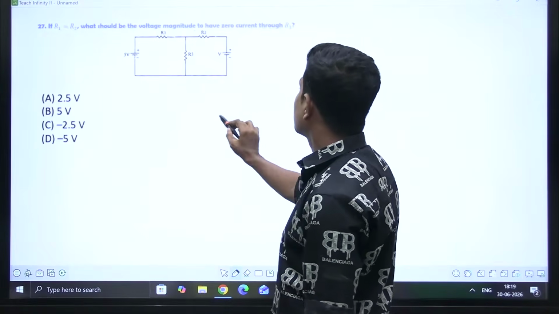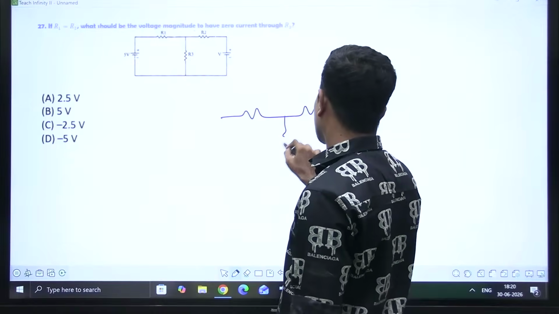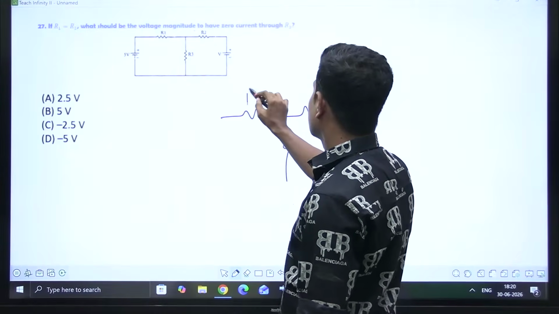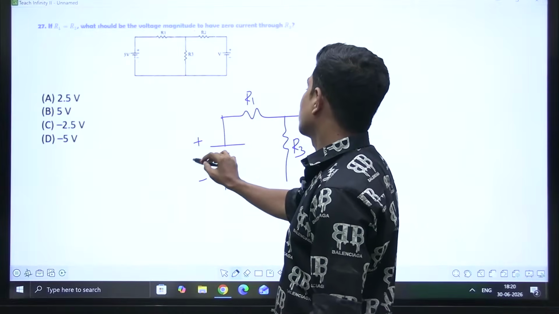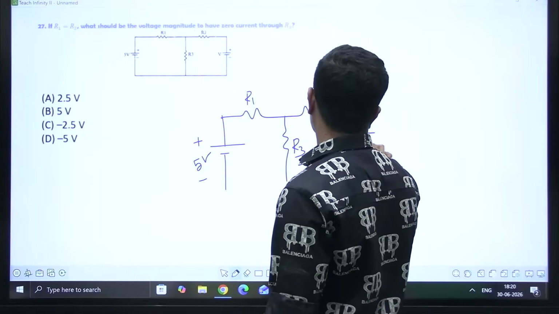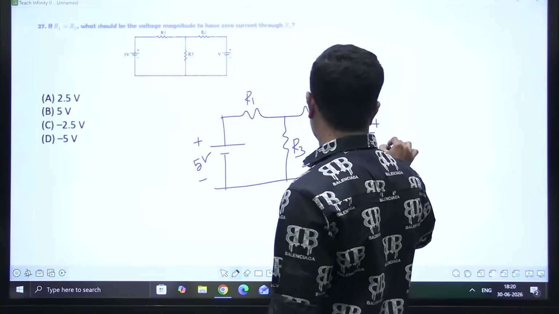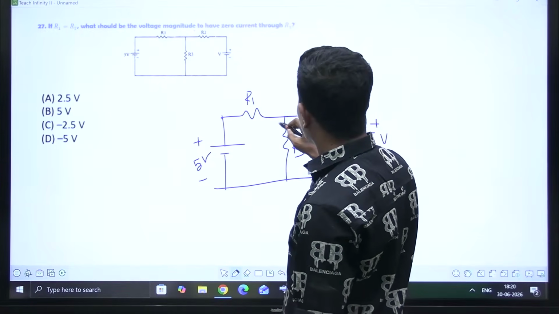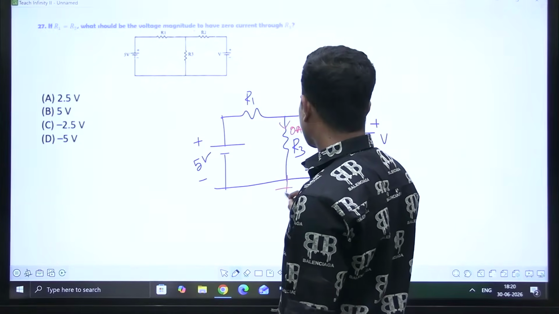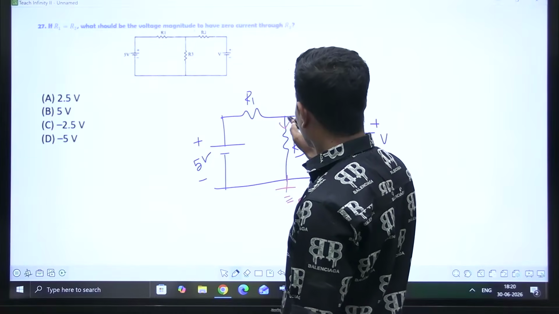Okay, he's saying R1, R2 both are equal. This is R3, this is R1, this is R2, both are equal. This is plus minus 5 volts. This is plus minus V volts. What he's saying is, he wants this one current to be 0. Anyhow, we take this one as reference. This is 0 volt. Now this is also 0 volt.